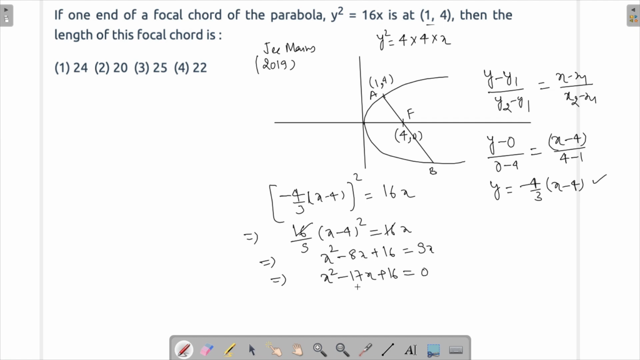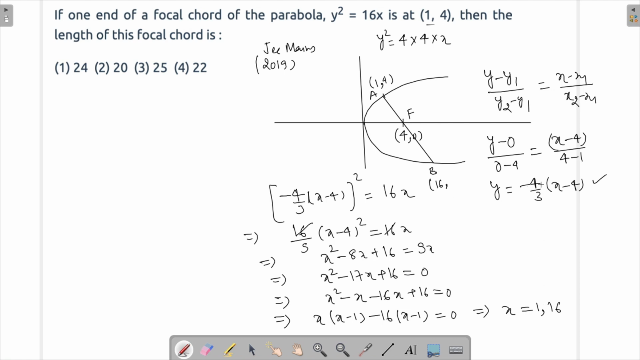Now I can factorize it by splitting the middle term, and this will become x square minus x minus 16x plus 16 equals 0. And then this is going to be (x minus 1) into (x minus 16) equals 0. So then I'll get two values of x, which will be x equals 1 and 16. So x equals 1 is already known. So the other one is x equals 16. So this point is 16.